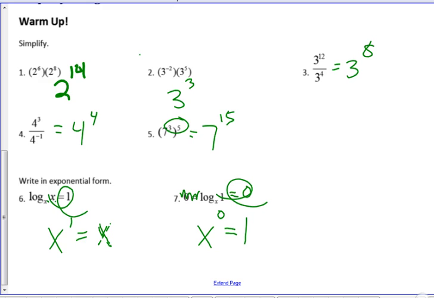This is representing no matter what your base is. Okay? If it's a log of the number 1, it's always going to be equal to the exponent of 0. That's what your exponent had to be. All right, questions about our warm-up?